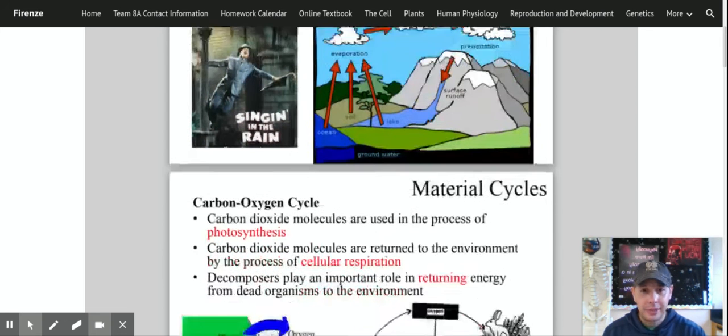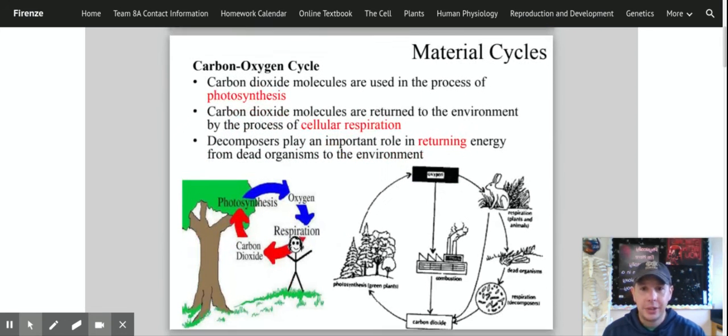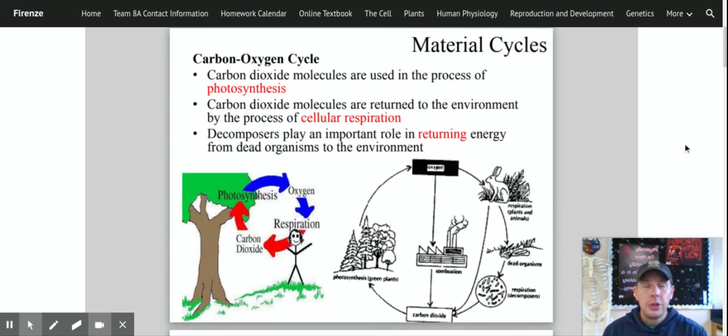Another type of cycle that is out there is called the carbon-oxygen cycle. Now, you may have heard the old saying that if you talk to your plants, they're going to grow better. And that old wives' tale has some truth in it. The reason that came about is the carbon-oxygen cycle deals with photosynthesis in plants and us breathing, or our respiration.